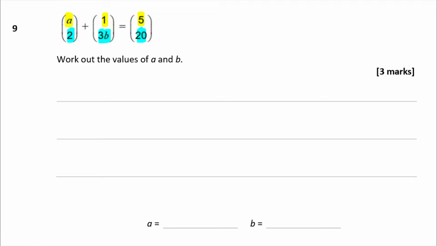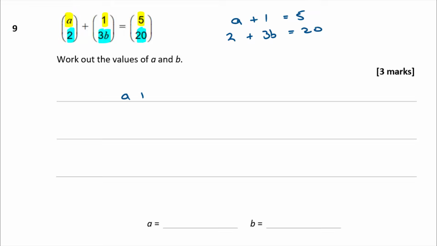So we can actually form 2 equations from what we've got written down here. We can say that A plus 1 is equal to 5, and we can say that 2 plus 3B is equal to 20. Okay, so they're just 2 separate equations, aren't they? They're not simultaneous equations because they both contain a different variable. So we can just solve them both separately then.